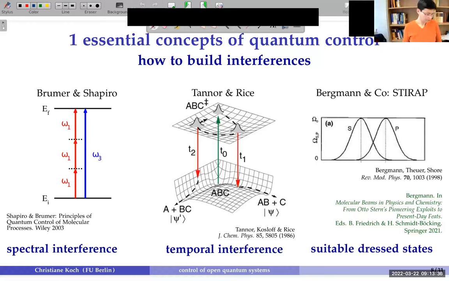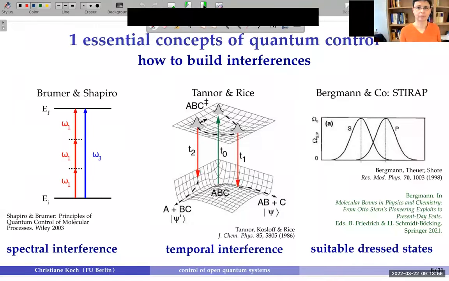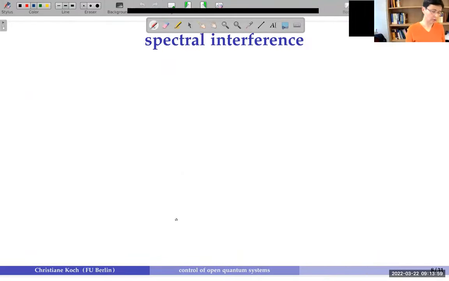Okay, so much for the recap. Now let's come to chapter one of the lecture, the essential concepts on quantum control and how to build interferences, either spectrally or temporally, or choosing suitable dressed states. And let's look at spectral interference first, and let's use the simple example I gave at the beginning of the lecture. So assume we start from a superposition. So we have here levels 1 and 2, and some final state F.